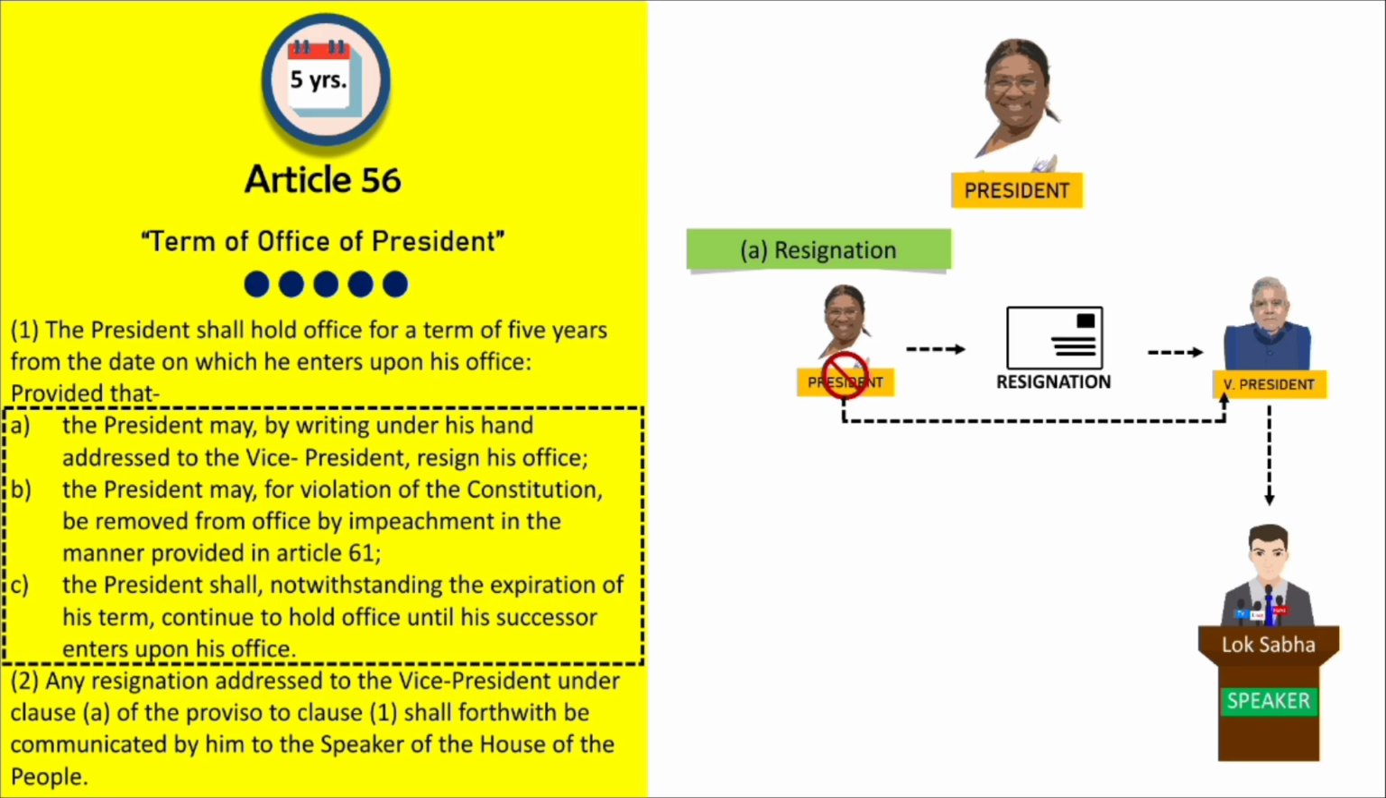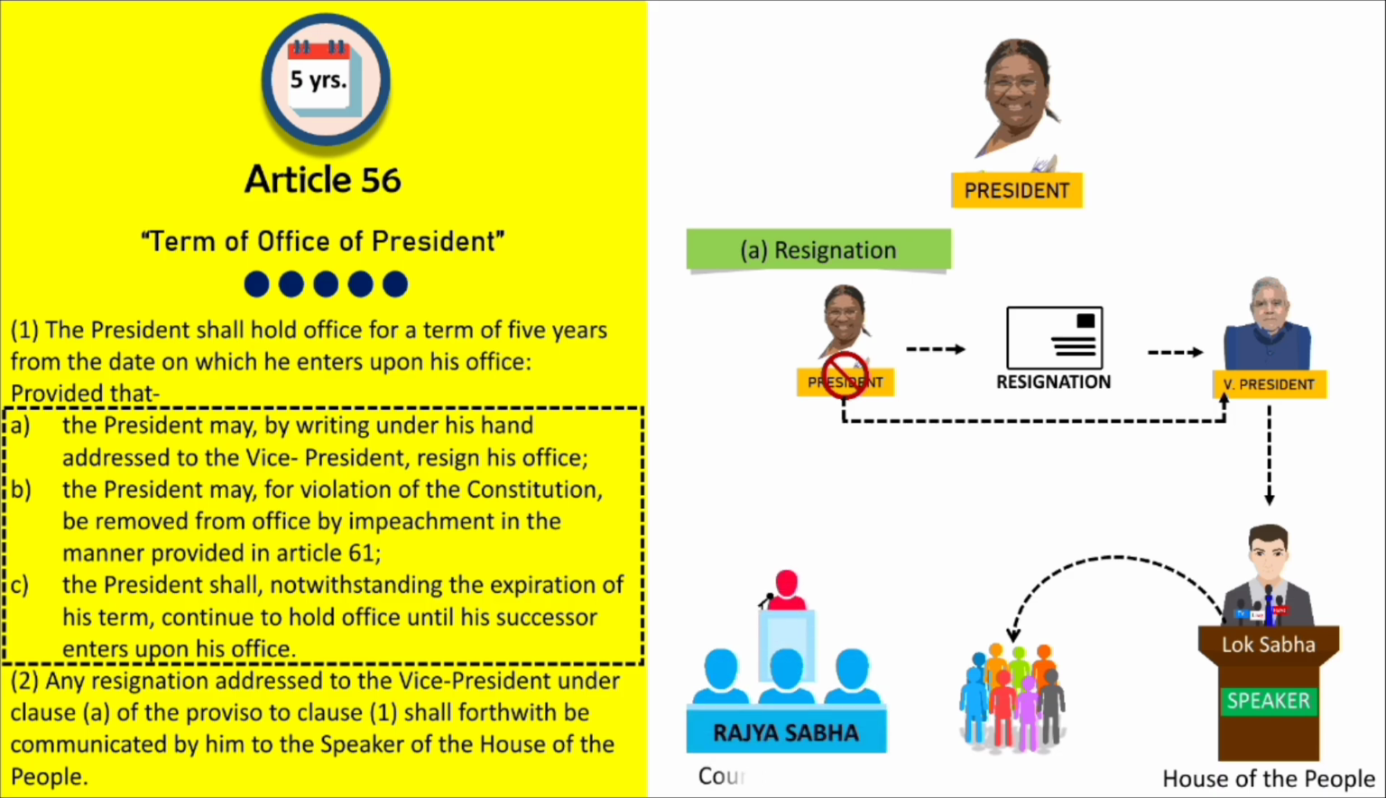But why only Lok Sabha? See, Lok Sabha, also known as the House of the People. So Lok Sabha directly represents the people of the country. Since they are directly elected by the people, they have a special role in important matters like the president's resignation, etc. On the other side, the Rajya Sabha, which is also known as Council of States, represent the states and has a different role in the government.